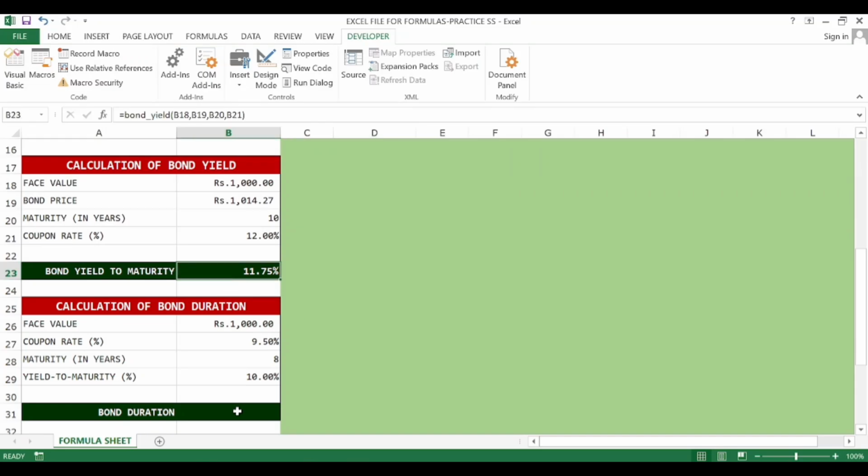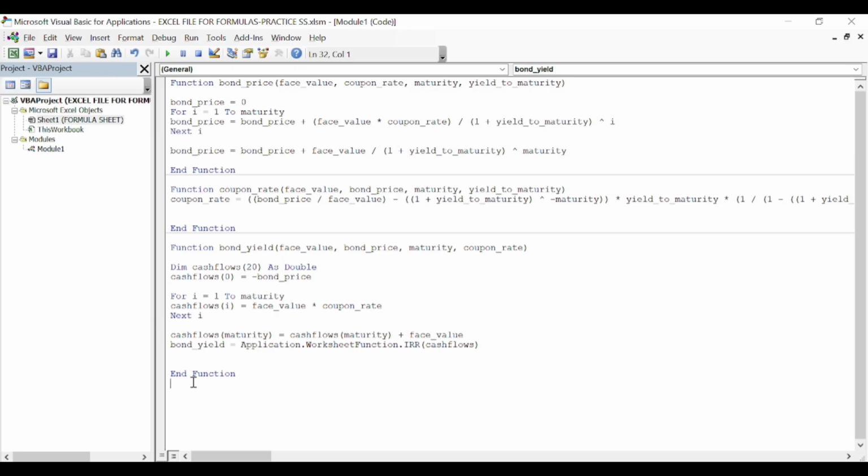Hi everyone. In this video, we're going to cover how to calculate the bond duration. So go to your Developer, Visual Basic, and we start the function here for the calculation of duration of a bond.